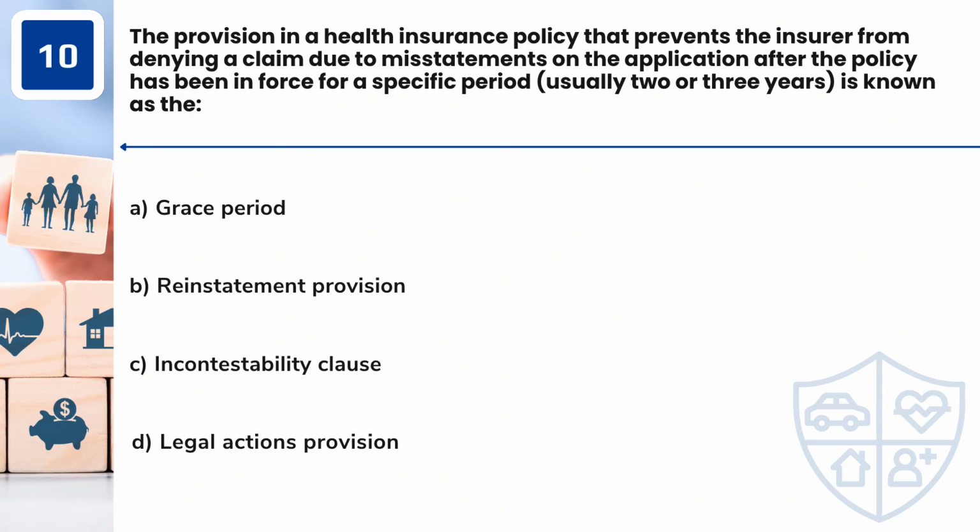Question 10. The provision in a health insurance policy that prevents the insurer from denying a claim due to misstatements on the application after the policy has been in force for a specific period, usually 2 or 3 years, is known as the: A. Grace period. B. Reinstatement provision. C. Incontestability clause. D. Legal actions provision.